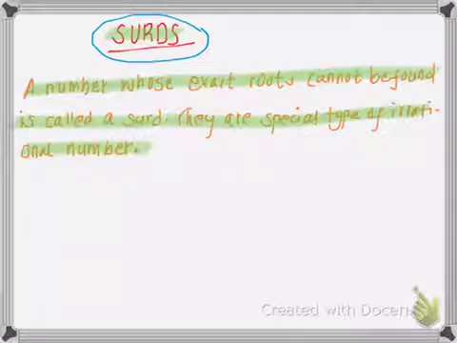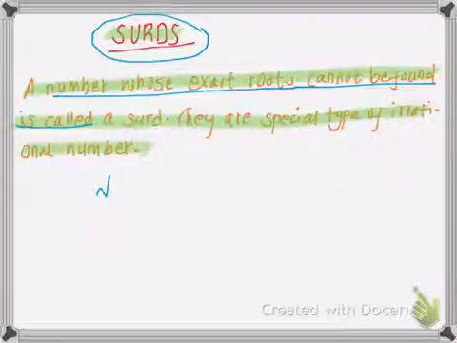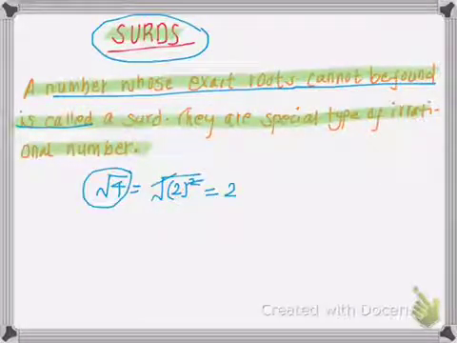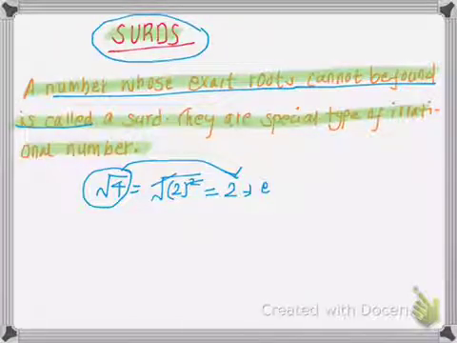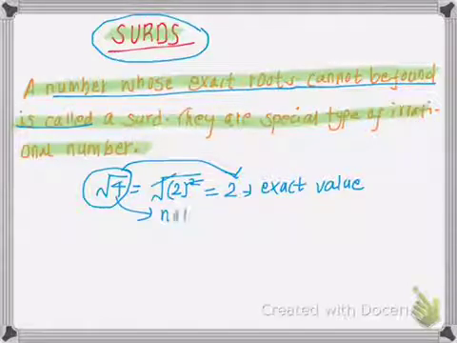So, a number whose exact root cannot be found. If we take a look at one example, if we try to find the root of 4, we get that 4 is 2 squared, so the square and the root get cancelled, so it is 2. So we can say that the root of 4 has an exact value, which is 2, so it is not a surd. So we can say root 4 is not a surd.